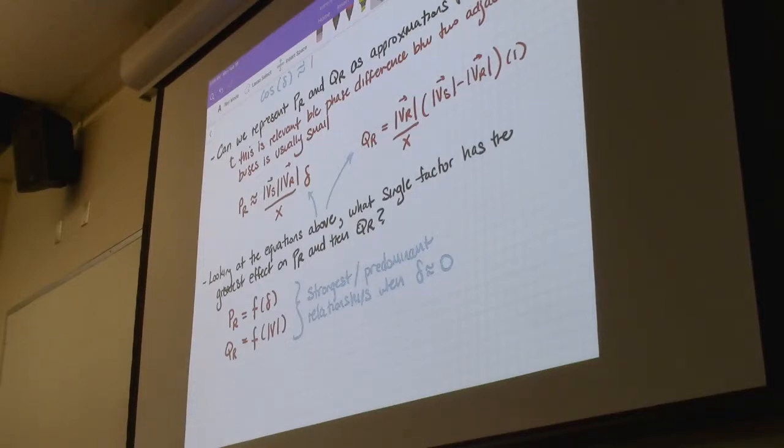What does the X represent again? X is the transmission reactance, or the reactance along the transmission line. I think in the previous slides we were calling it XT, and I dropped the T somewhere along the line.